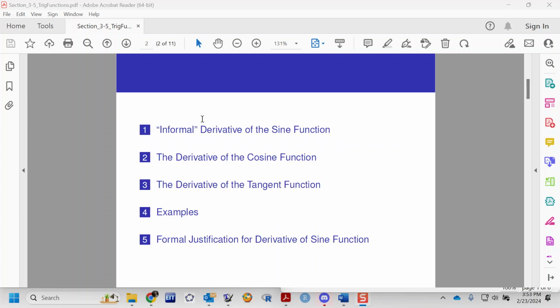So today what I'd like to talk to you a little bit about is an informal derivative of the sine function. And then once we have the derivative of the sine function, we'll use it to find the derivative of the cosine and the derivative of the tangent. We'll do a few examples.